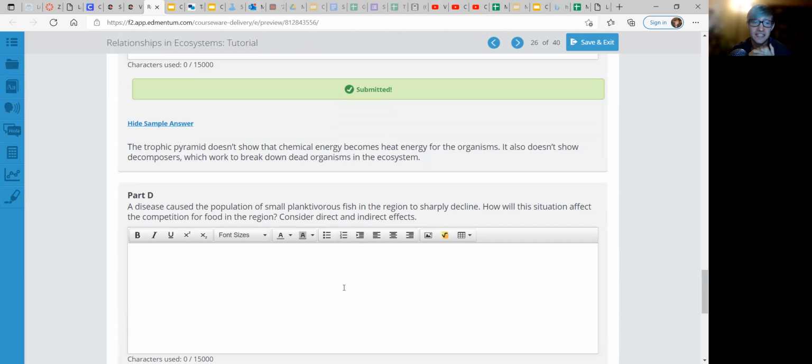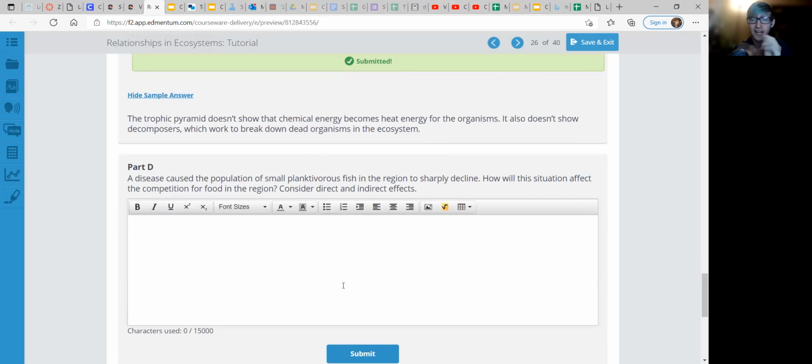And in part D, a disease caused the population of small planktivorous fish in the region to sharply decline. How will this situation affect the competition for food in the region? Consider direct and indirect effects. So, any change in one population in an ecosystem can have devastating effects, or it will just shift the whole system entirely. And that can be either directly, as in a food source is gone for someone, so they have to find another source of food, or they will likely die over time.